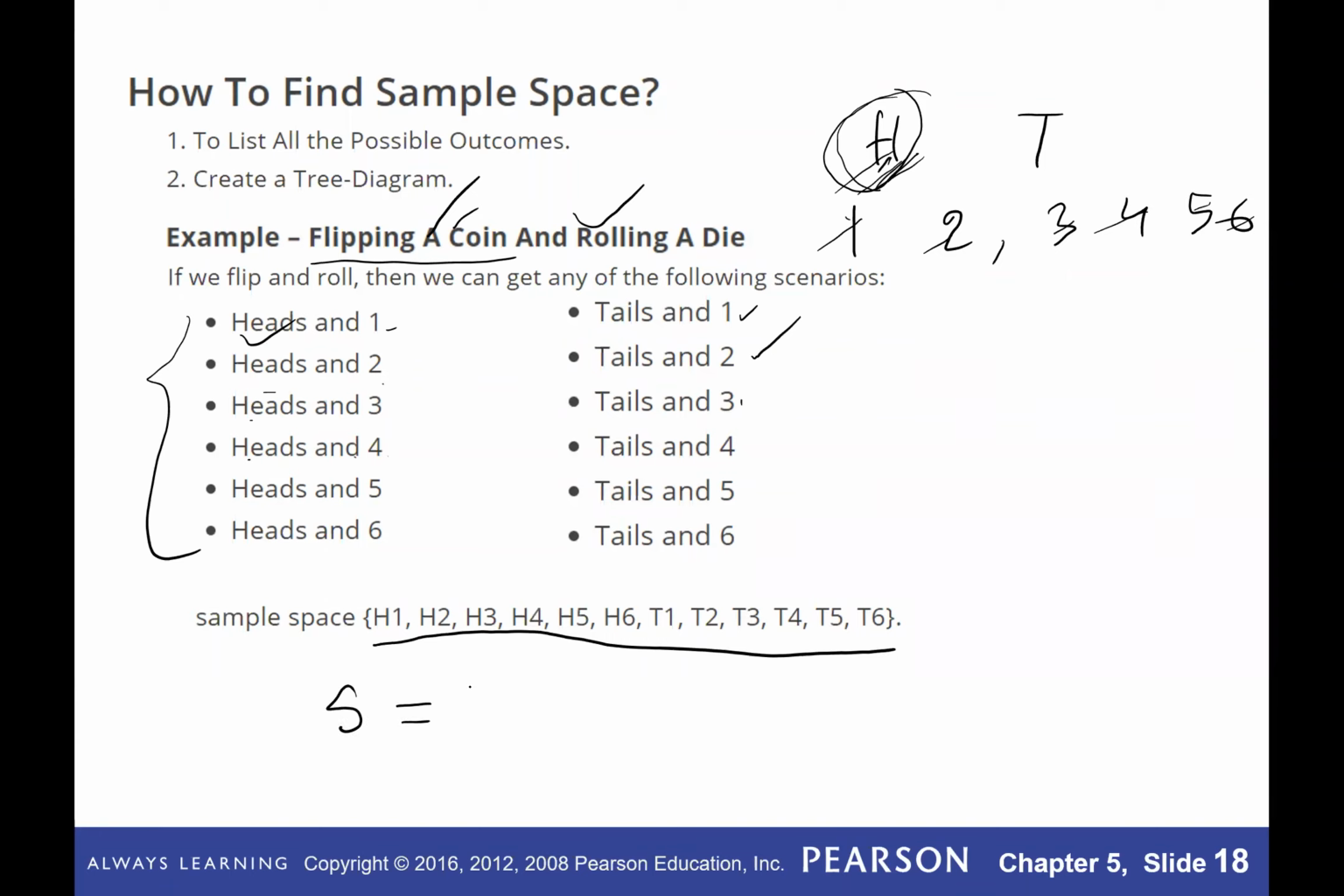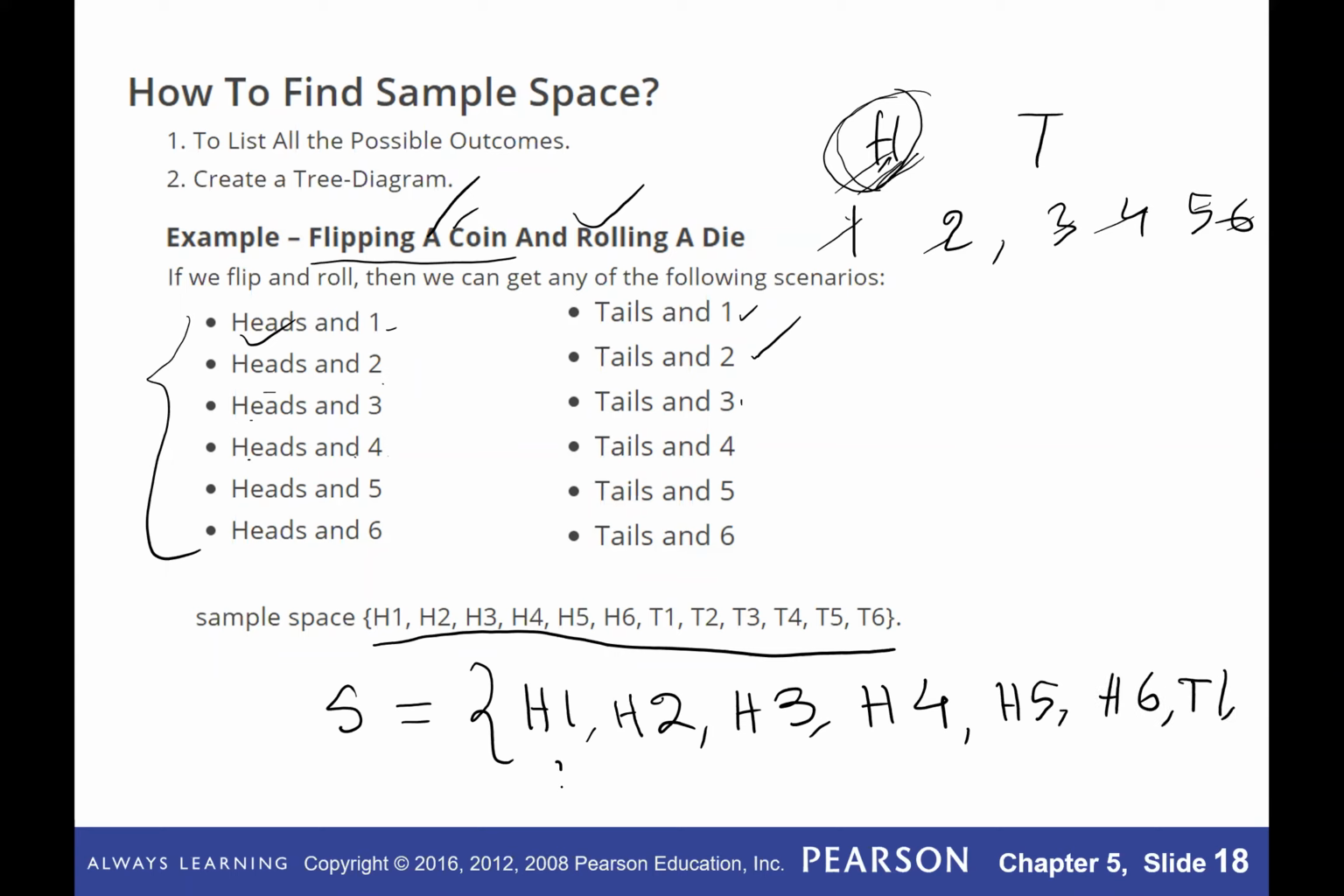So our sample space is equal to head and number 1, head and number 2, head and number 3, head and number 4, head and number 5, head and number 6, tail and number 1, tail and number 2, 3, 4, 5, 6. So there are total 12 outcomes. So this is our sample space in this case. So we listed all the possible outcomes. And for the same example, we can also construct a tree diagram to find the sample space.